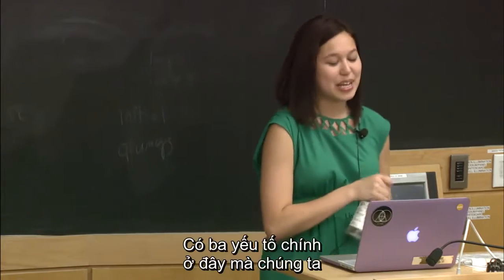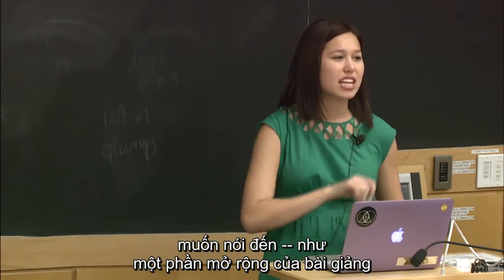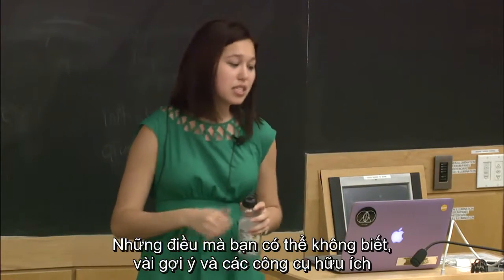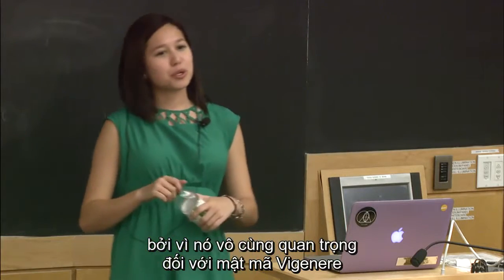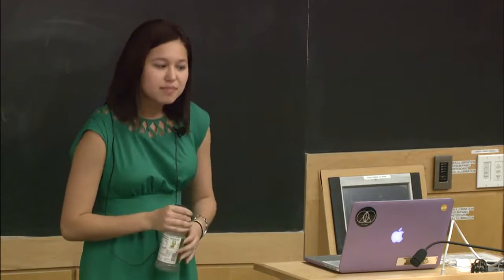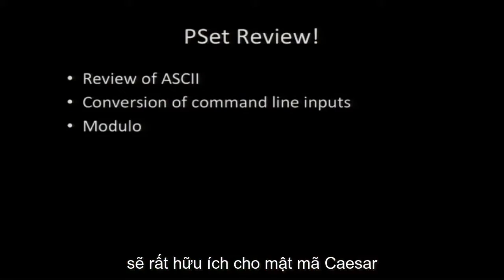So there are three main things here that we want to talk about, just kind of an extension of lecture, things that you might not know about, hopefully hints and tools. We're going to do a quick review of ASCII because that's going to be super important for Vigenere's cipher. We're going to do conversion of command line inputs, which will be very helpful for Caesar cipher, and then modulo.